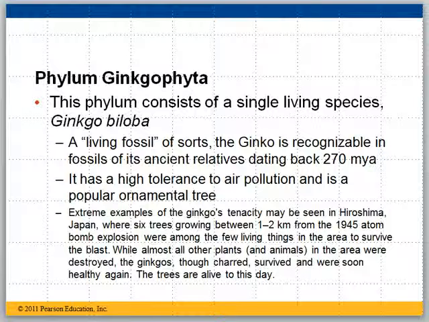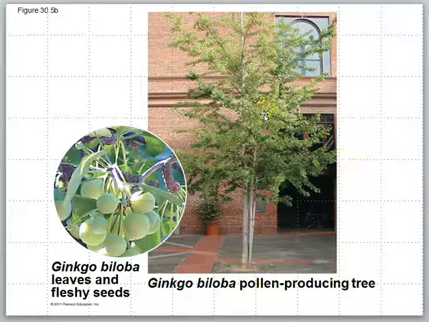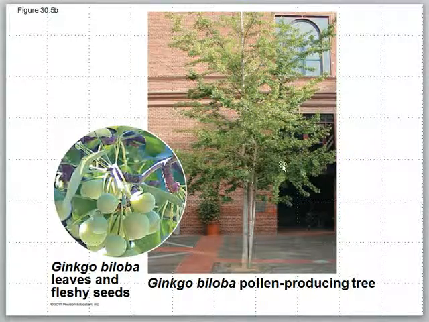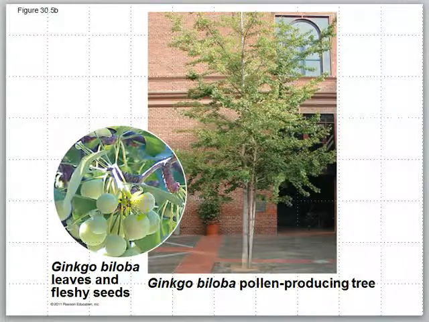The Ginkgo biloba has a high tolerance to air pollution and poor conditions, and so it makes for an extremely popular ornamental tree, especially in cityscapes and urban areas. So it's a very interesting type of tree. Let me show you a picture. There's a Ginkgo biloba. They oftentimes use just the male versions, just the pollen-producing trees, because the Ginkgo biloba does produce a sort of fleshy seed that tends to smell bad when it begins to decay and rot. So a lot of times they won't use the female version of the tree in landscapes. They'll just use the male version. But that's what the Ginkgo biloba looks like.